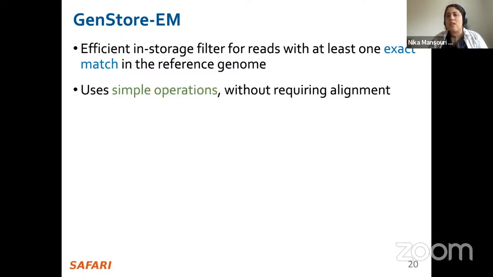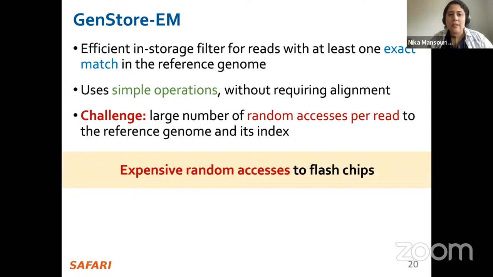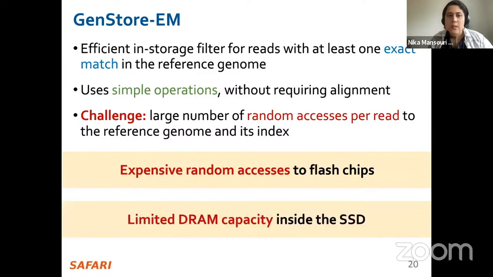The key challenge in GenStore-EM is the large number of random accesses to large data structures inside the SSD. So why would this be challenging? Let's say you want to access the index, and this index can be large, and it is very expensive to do that inside the SSD. Why is it the case? First, NAND flash memory exhibits poor performance for random access reads, and there is limited DRAM capacity available in the SSD, which is relatively small compared to the size of the data structures that need to be accessed.